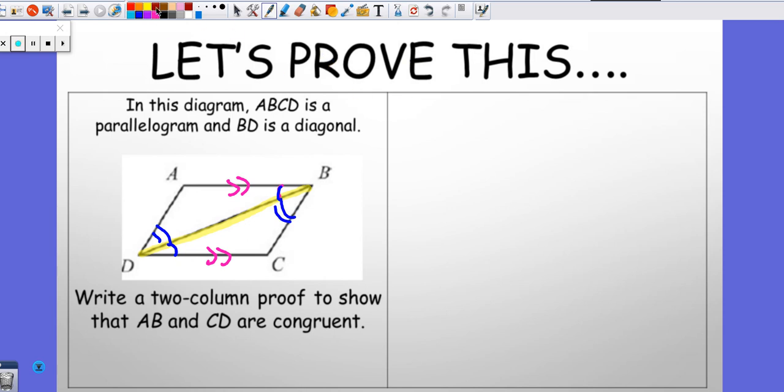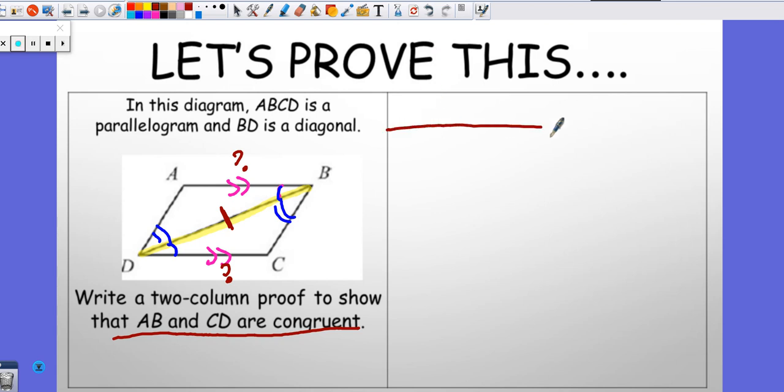That diagonal also is what we call a reflexive side. So this side BD is shared by both of these triangles, triangle ABD and triangle BCD. And it wants us to prove that AB and CD are congruent. So it wants me to prove this is congruent to this. Well, this is just going to fall on these proofs that we already know.